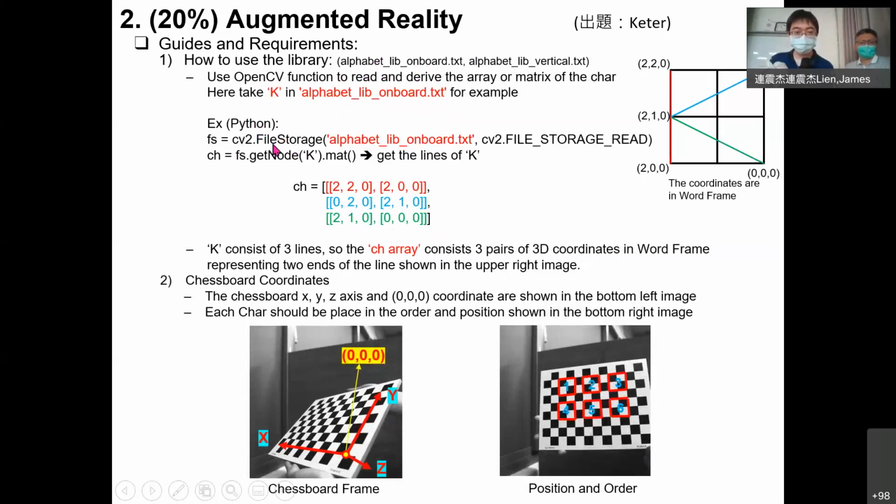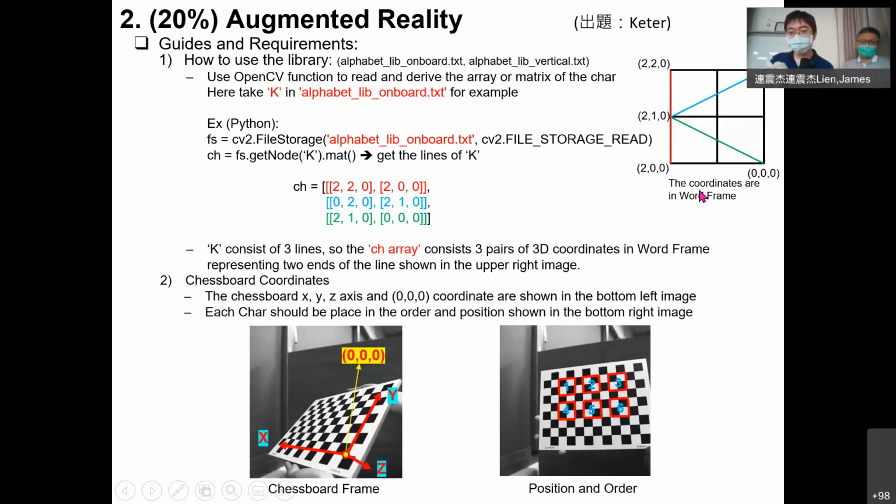First, you have to use the OpenCV function FileStorage to read the library. And second, you can get the matrix by using this function, and you can input the K character, so you will get the K character shape array, and the array looks like this. And since K consists of 3 lines, the array consists of 3 pairs of 3D coordinates in the word frame, representing the 2 ends of the line shown on this image.